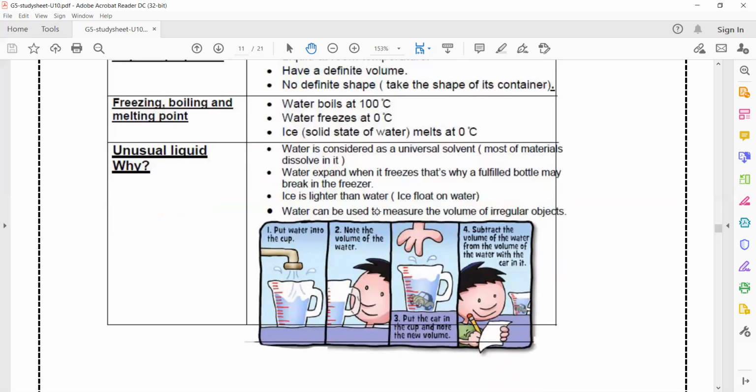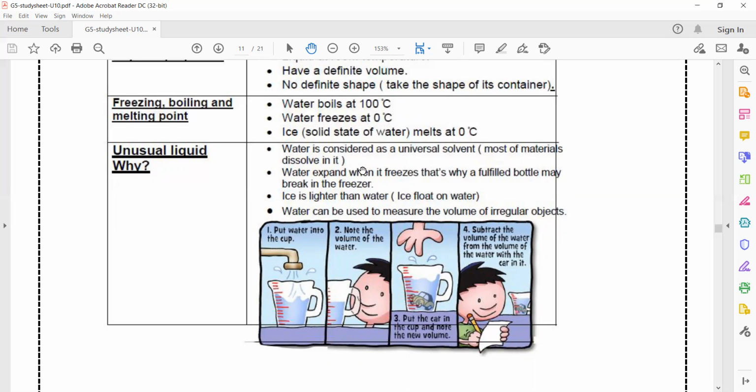Unusual liquid. Water is an unusual liquid, or a very important liquid. Why? Water is considered a universal solvent. Most materials dissolve in it. Salt can dissolve in water, sugar can dissolve in water, and some other materials, most materials can be dissolved in water.